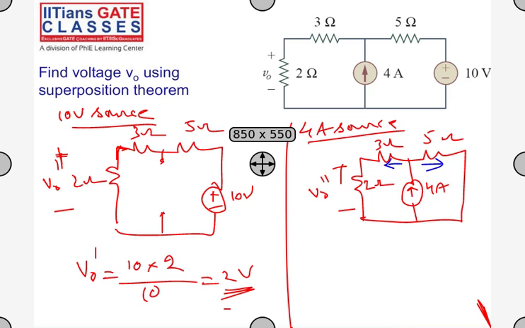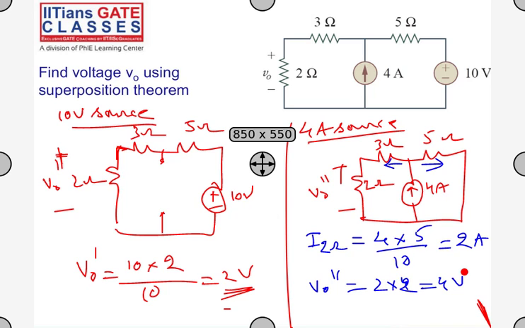I want the current in the 2 ohm resistor. How to find it? Current division rule again. If you observe, the 5 ohm resistor is in parallel with the series combination of 3 and 2. So 5 ohms and 5 ohms are in parallel, and the current gets equally divided. The total current is 4, so I2 ohms is 2 amperes. So V0 double dash will be 2 into 2, 4 volts.